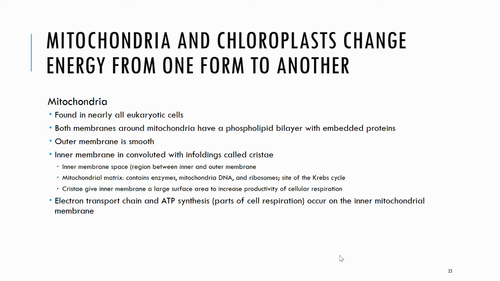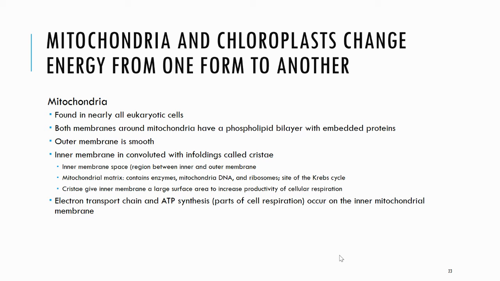Mitochondria are found in nearly all eukaryotic cells. Both of the membranes around the mitochondria have a phospholipid bilayer with its own embedded proteins, but it has a smooth outer membrane. The inner membrane has convoluted infoldings to form an intermembrane space in the mitochondrial matrix, which, we'll talk about the details and why that's important when we get to cell respiration in several weeks.